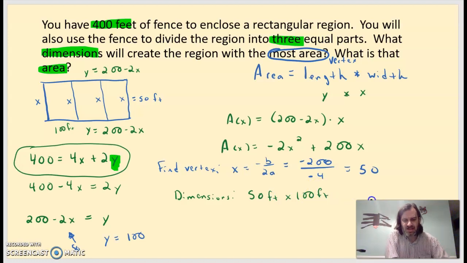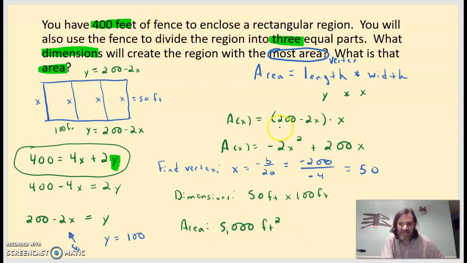And it's kind of important that we know that that's the way it's going to work. Now 50 by 100 is definitely going to give us a nice total area. But if you build it wrong, if you try and make 4 sides of 100 and 2 sides of 50, you don't have enough fence for that. But 50 times 100 is 5,000 feet squared, I believe.